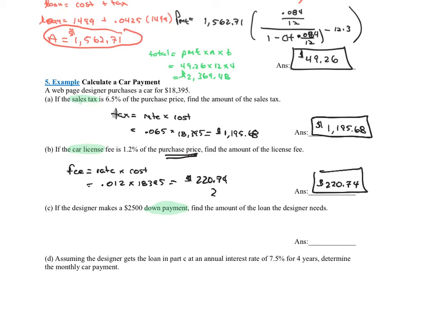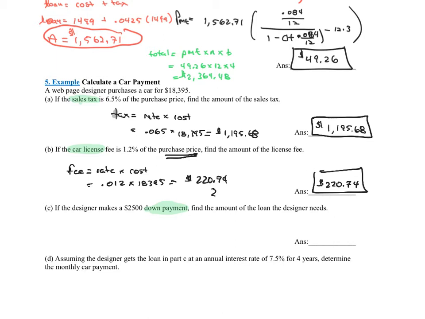Okay, so what's really happening here? This person's buying that $18,395 car, but in addition they have to pay that $1,195.68 for taxes and an additional $220.74. So when they go to purchase that car, they have to pay for all three of those things right there at that point in time. Usually when you get a loan, they want you to make a down payment. The down payment's going to go off of this total amount.